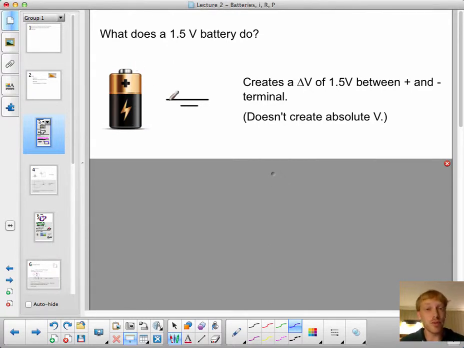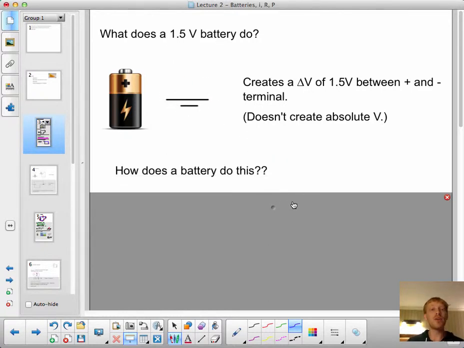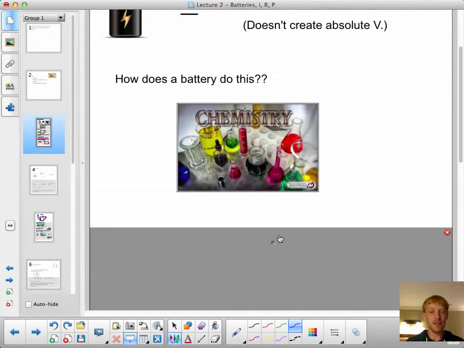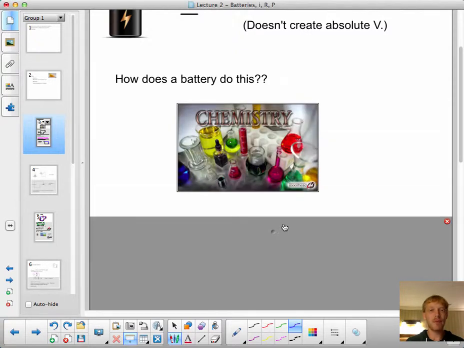It's possible to have negative voltage, just like it's possible to have negative gravitational potential energy like we learned about earlier. This is the circuit schematic for a battery. It's a long line over a short line. You might wonder, how does a battery create a particular voltage difference from the negative terminal to the positive terminal? The answer is chemistry. Moving on.